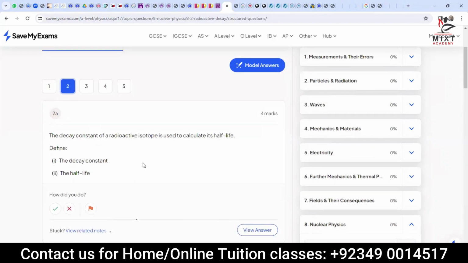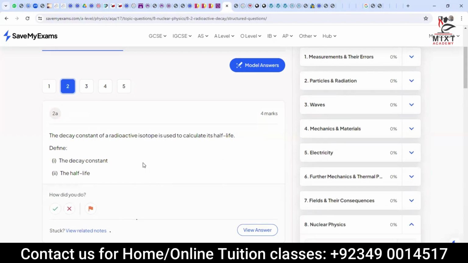The decay constant of a radioactive isotope is used to calculate its half-life. Define decay constant. Second is half-life. What is half-life? Quickly. The time taken for the activity to divide by half, or the count rate? The number of atoms to become half of the quantity, or activity to become half. And how to define decay constant?